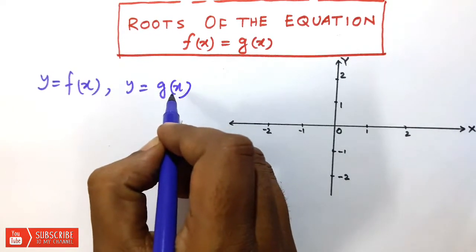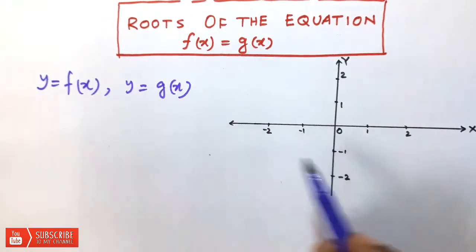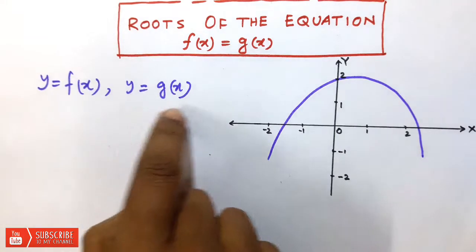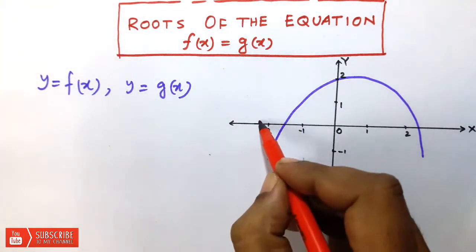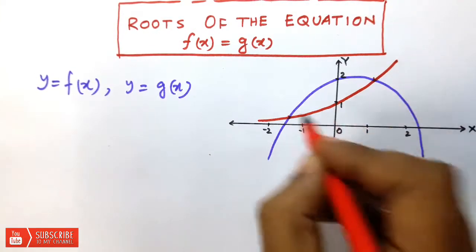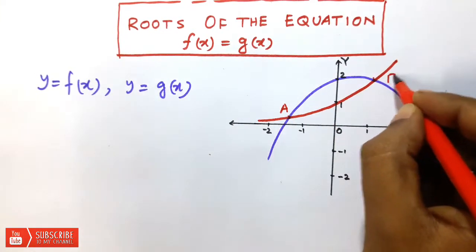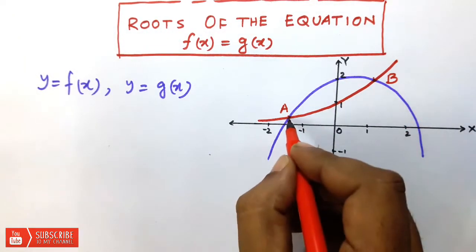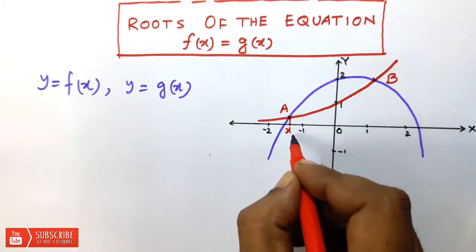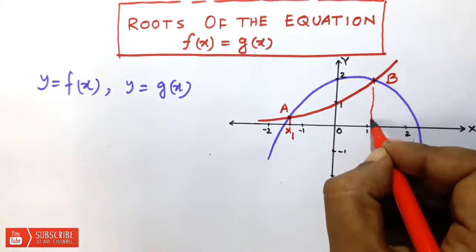So if we consider the first graph like this one, and another graph, say y = g(x), of this type, we see that these two graphs are cutting each other, that is, intersecting each other at two distinct points, respectively this one and that one. Name them A and B. So these two points should have two abscissas, respectively x1 and x2.